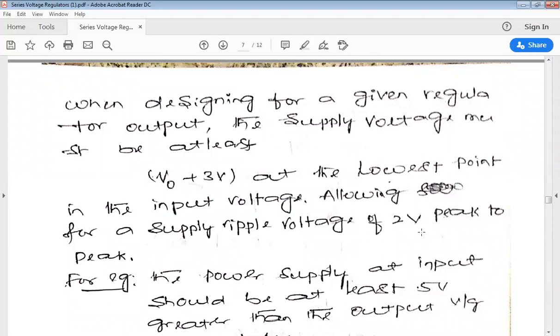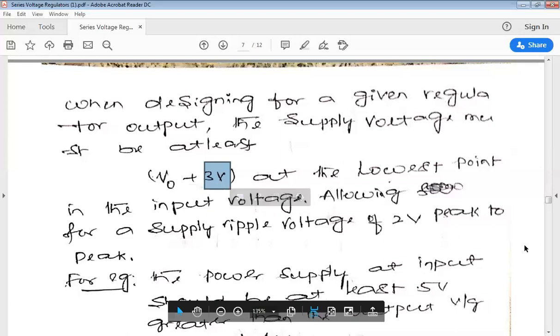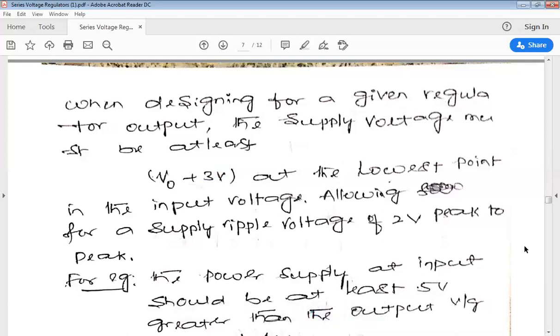Along with that, there is 2 volts of ripple; supply voltage ripple is considered peak to peak. It will be added. Total how much? 2 volts plus 3 volts, 5 volts. For the unregulated supply, we have to supply 5 volts more than the required output voltage at the input as an unregulated input voltage.